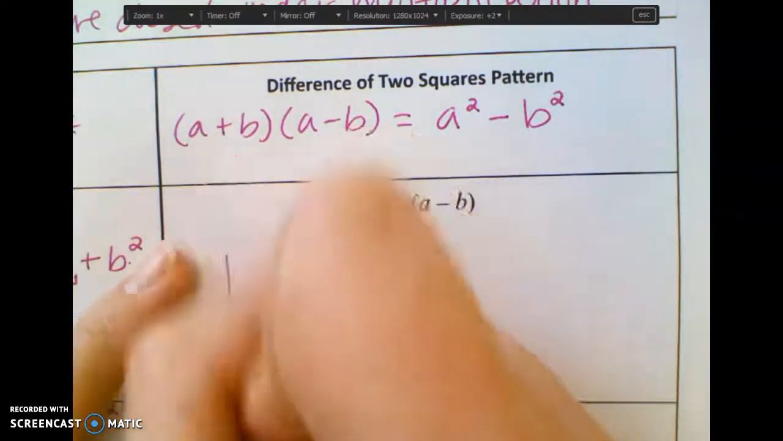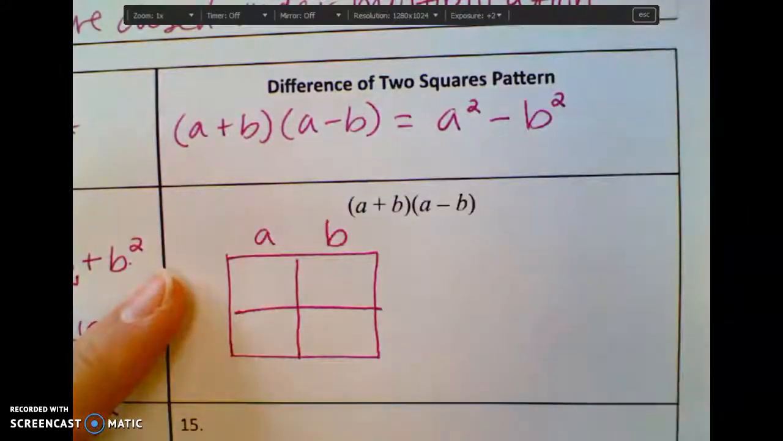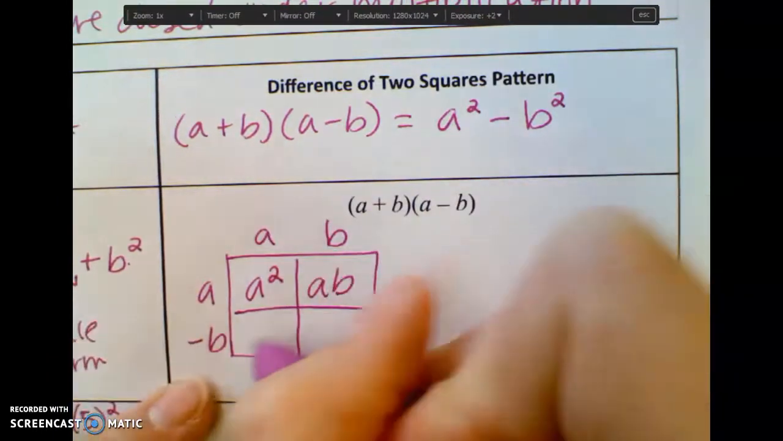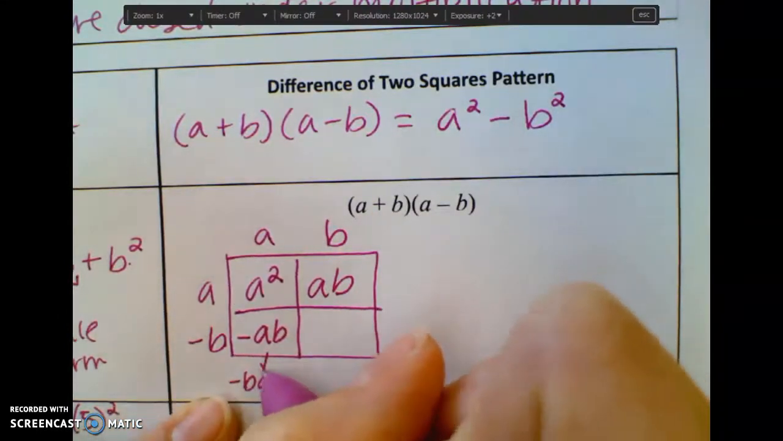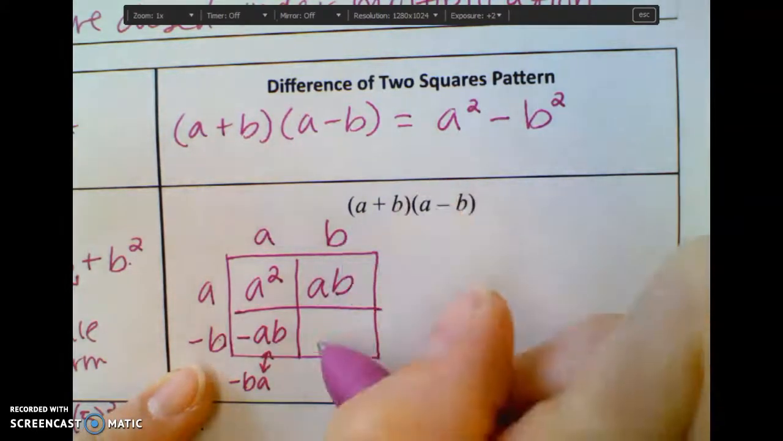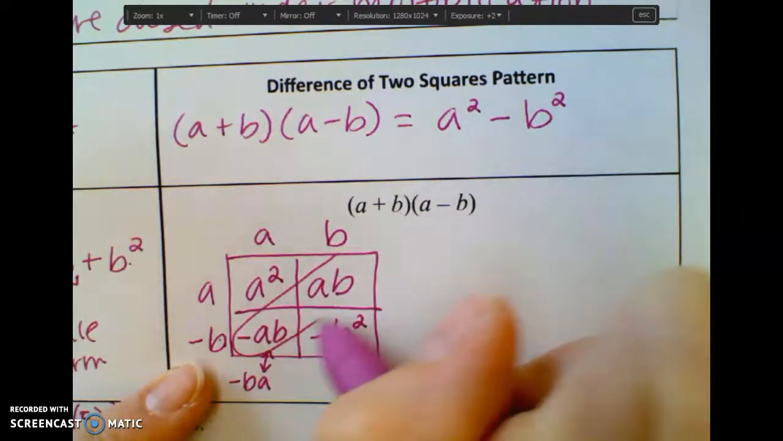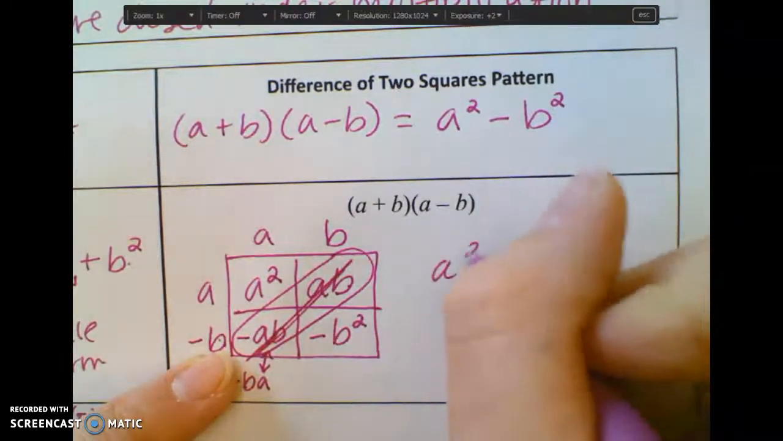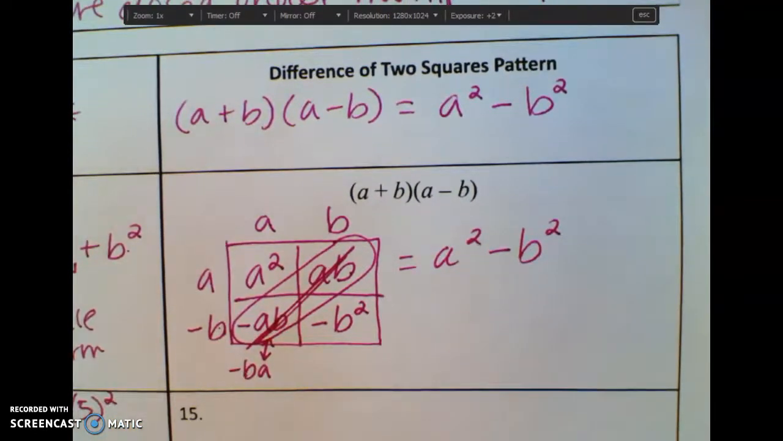So let me show you why this works, again using a graphic organizer. If we put a plus b on the top, and then put a minus b on the side, well, a times a is a squared, a times b is ab. Then we have negative b times a is negative ab. If you wrote it as negative ba, those mean the same thing. And negative b times b is negative b squared. Well, what do you notice here? When I look at my like terms, I've got ab minus ab. Those cancel. All I'm left with is a squared minus b squared. Okay? This one's one of my favorites because it is so easy.